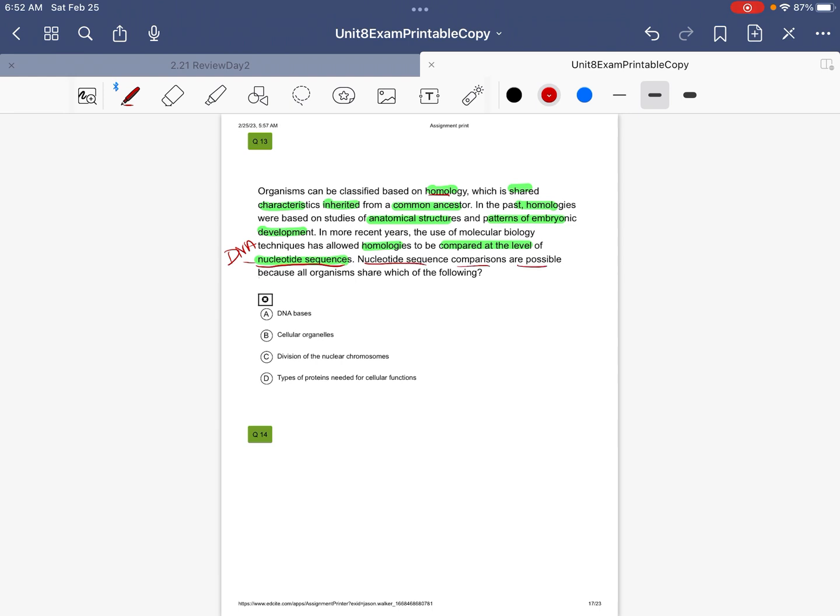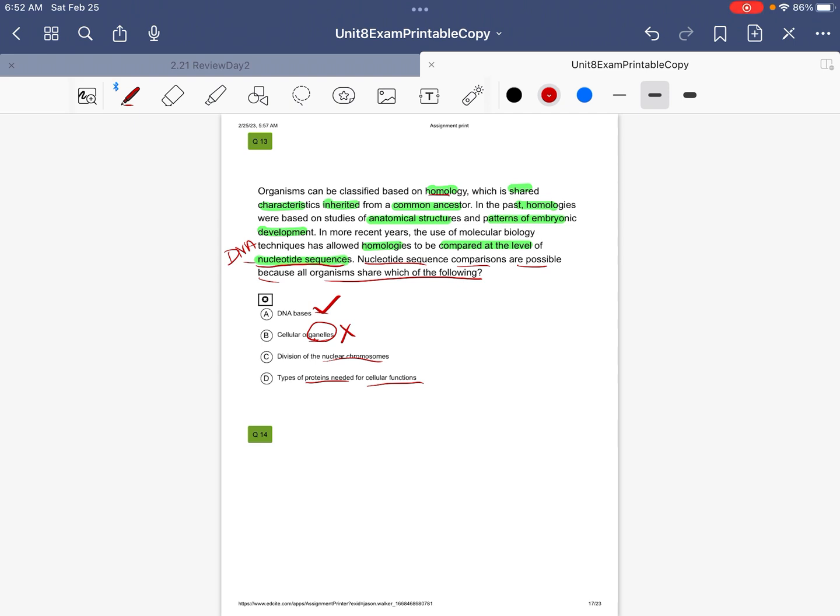Nucleotide sequence comparisons are possible because all organisms share which of the following: DNA bases, organelles, division of the nuclear chromosome, types of proteins needed for cellular functions. We definitely do all share DNA bases. We all have the 4 original bases: adenine, thymine, guanine, and cytosine. Cellular organelles: not all of us share the same organelles. For example, plants have chloroplasts, and we do not have chloroplasts.